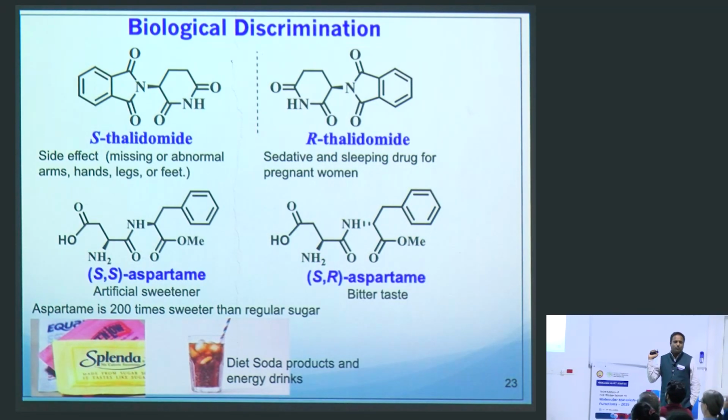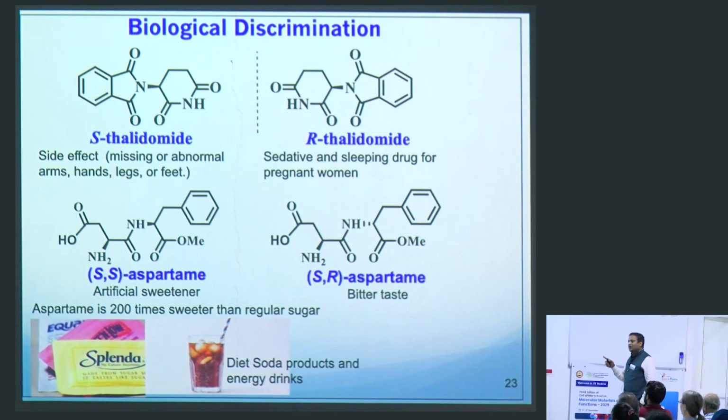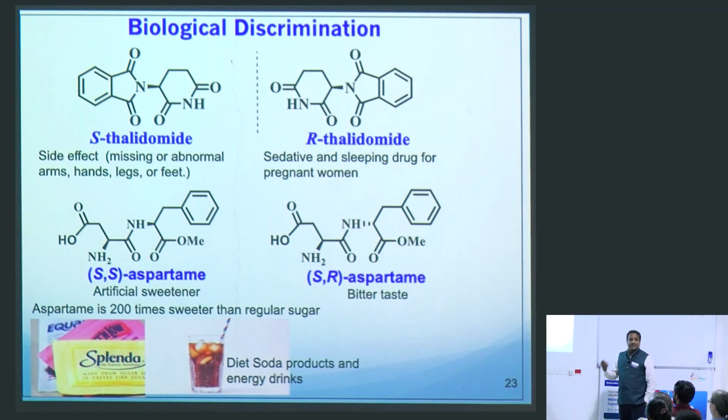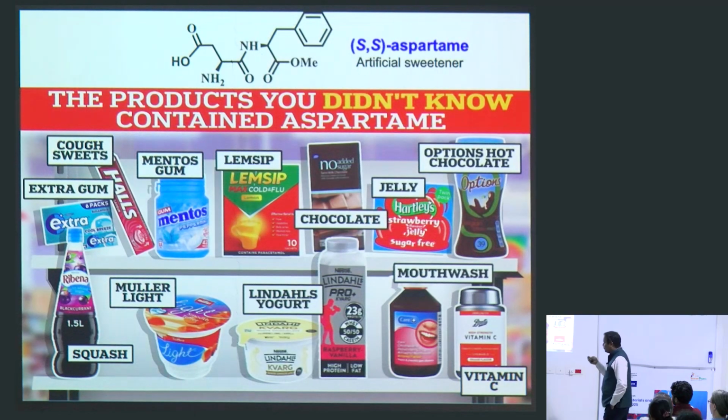Obviously, this molecule has 4 isomers. Out of 4, the diastereomer is bitter in taste. Just adding this other chiral center creates a bitter taste, then no use. So obviously chiral molecules play a major role in the biological and food industries.